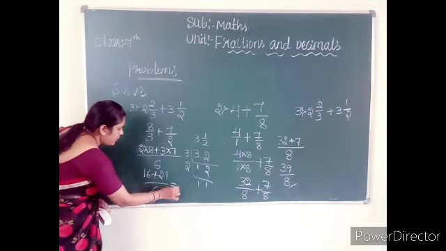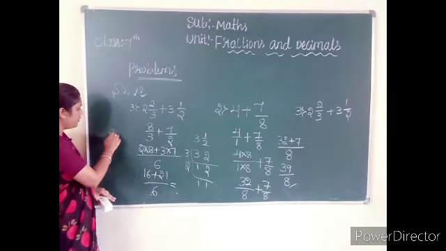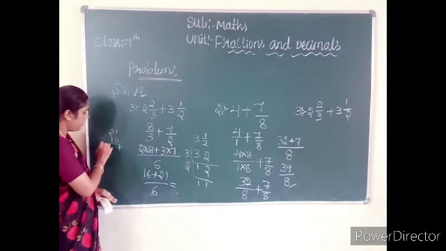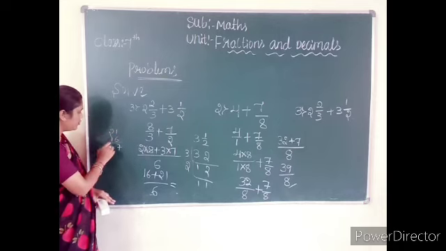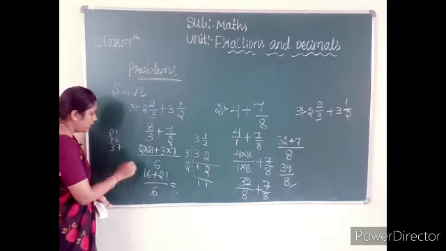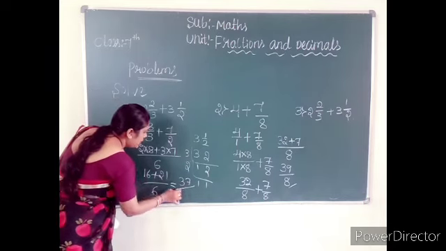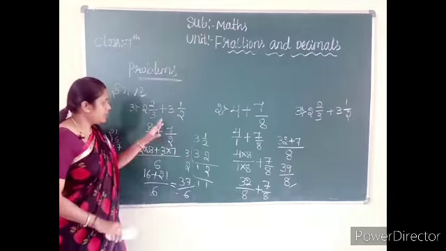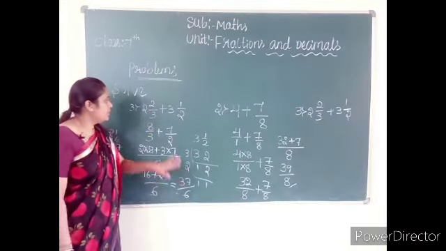Divided by 6. So 21 plus 16, 37. 37 divided by 6. So this is the simplified form of this.